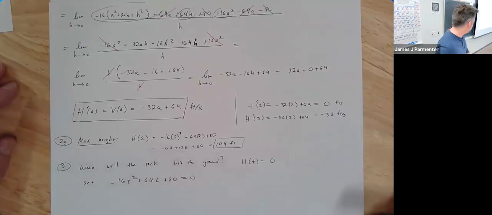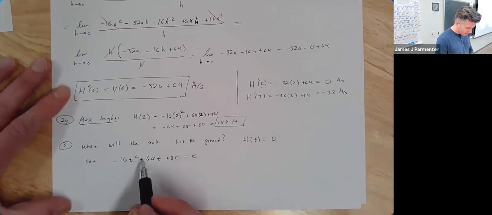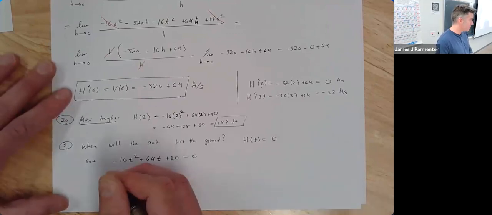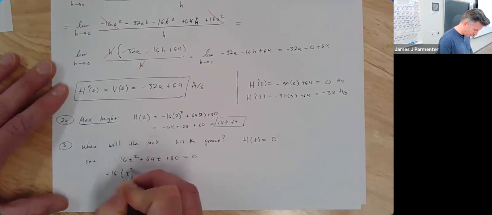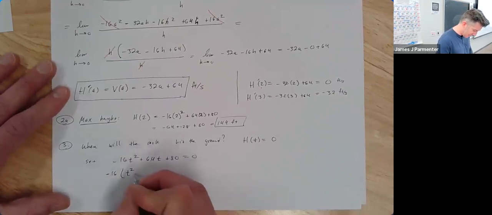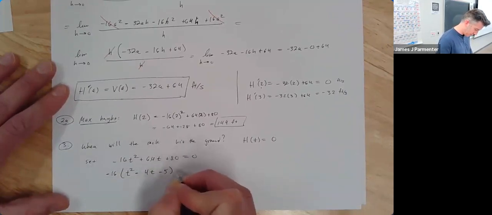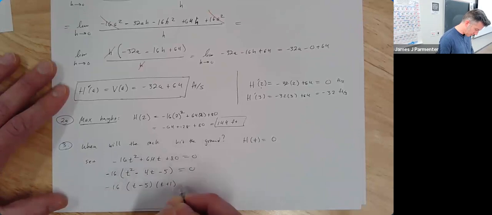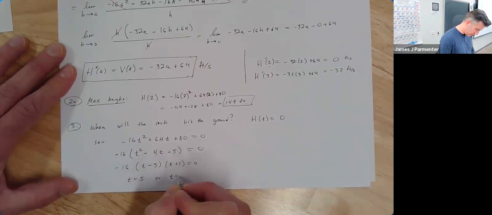And if the person writing the problem has been kind, you can probably factor this relatively easily. What can I factor out from each of these terms here? A negative 16. And I would do negative, not positive. So I pull out a negative 16 and I'm left with t squared. 64 divided by negative 16 is negative 4. And 80 divided by negative 16 is negative 5. And so this factors as t minus 5 times t plus 1. So either t equals 5 or t equals negative 1.